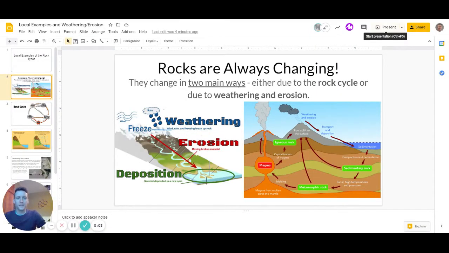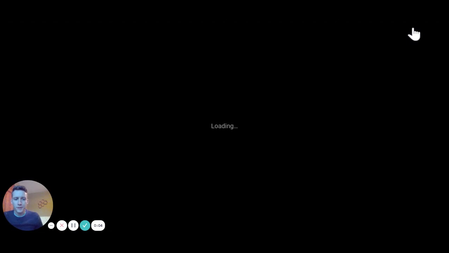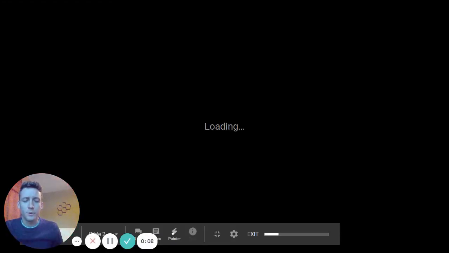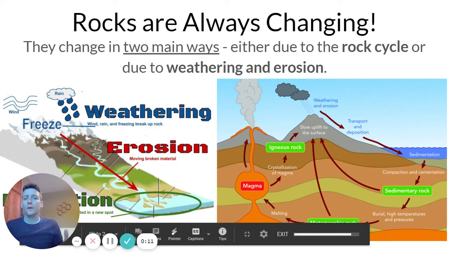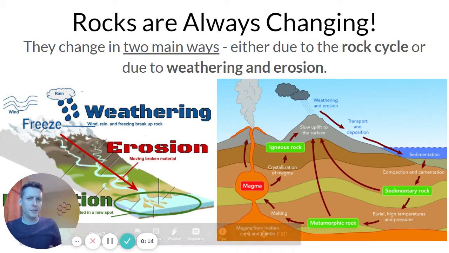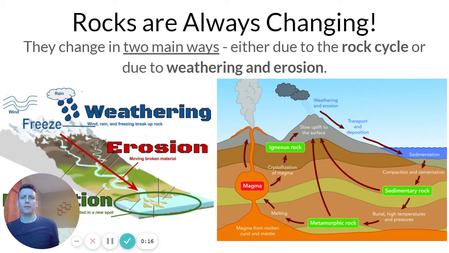Hi, Earth scientists. Welcome. In this lesson, we are going to be talking about how rocks change and where you can find each type of rock in the rock cycle here in Wisconsin. Rocks are always changing, whether that happens instantaneously or over millions of years. And rocks change in two main ways. We've been talking about, since the week 1 lesson, the rock cycle. We are also going to talk about weathering and erosion and how that affects rocks.